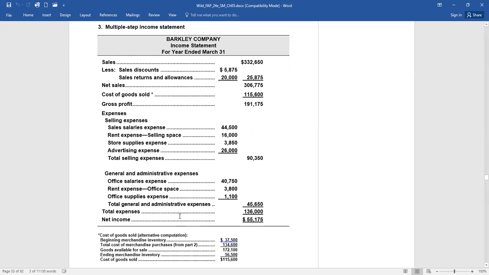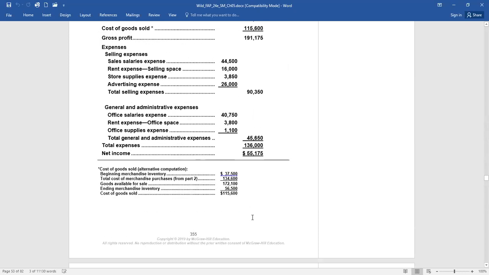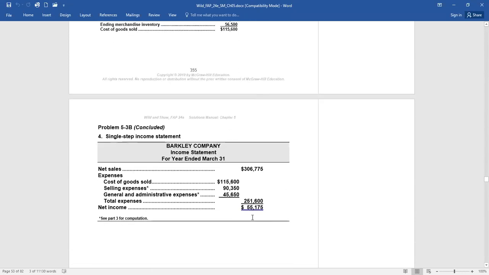So this is the income statement you want to focus on for testing purposes. In part 4, they just show us the other income statement you could do called the single step. And the single step says this: take net sales, so that's your only revenue, add up all your expenses, get a total expense amount. So cost of goods sold was $115,600. Now you could list each expense separately here.